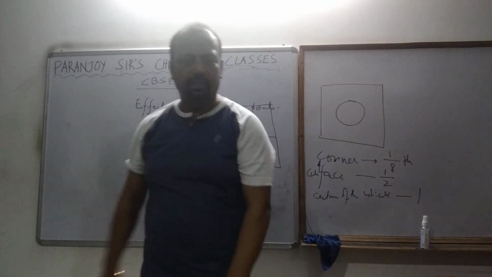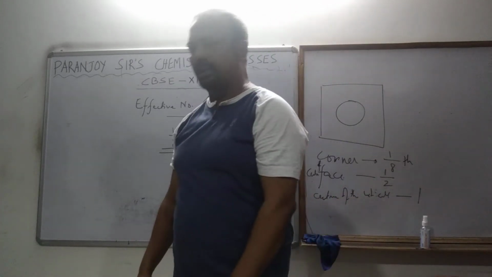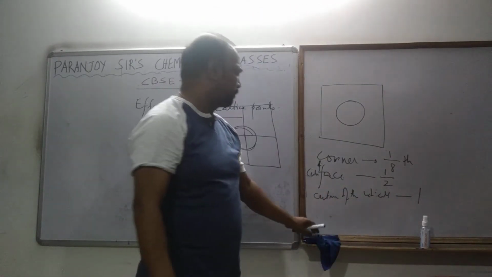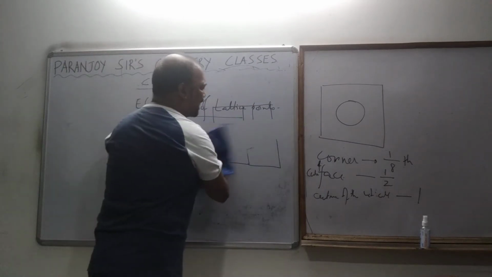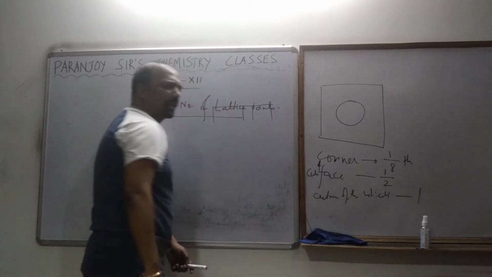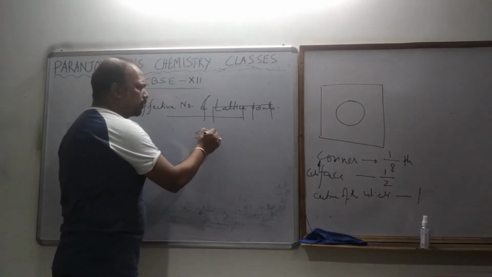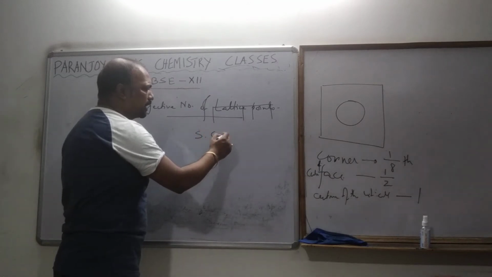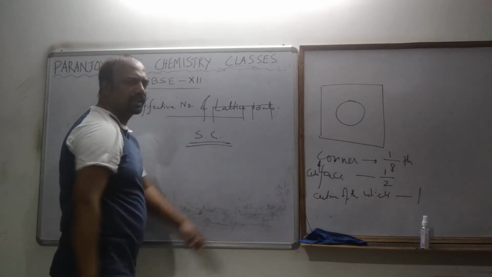Now we are going to find out the effective number of lattice points present in the unit cell. See, it's very, very simple. First we are going to do it for three cases, and you can tell me the others. The first one is the simple cubic unit cell.